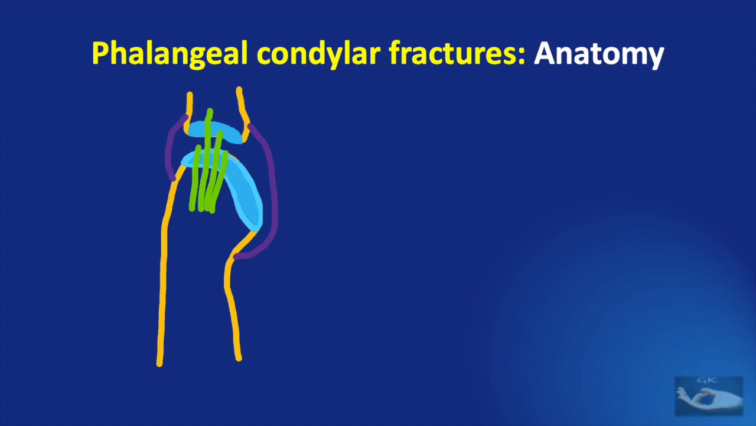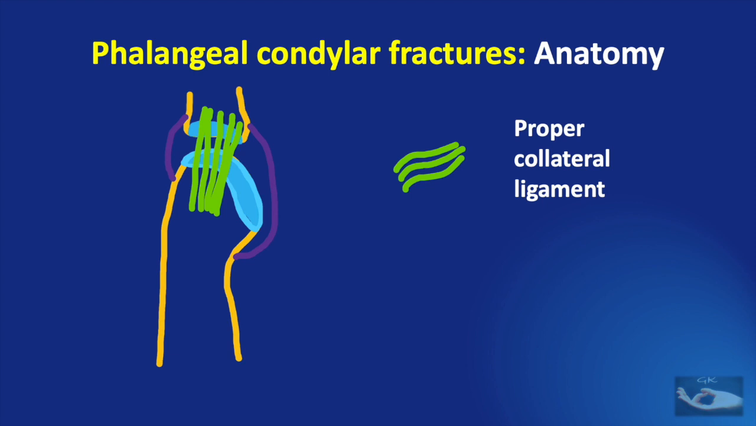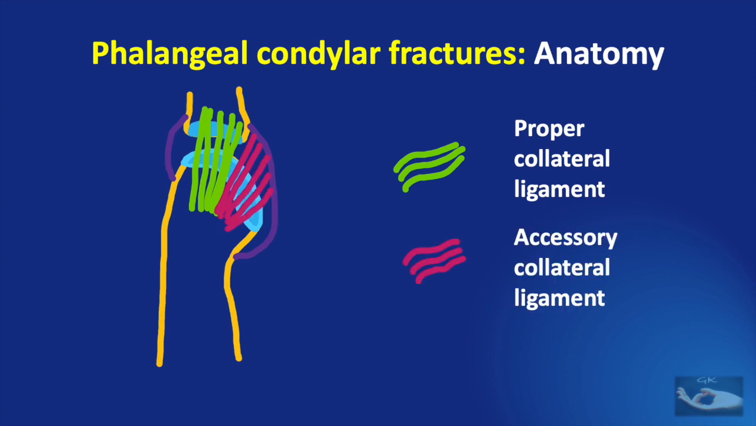On both the lateral aspects we have the proper collateral ligament that runs from the proximal phalanx to the middle phalanx or from the middle phalanx to the terminal phalanx. Just anterior to it is the accessory collateral ligament that runs from the bone to the volar plate. The proper collateral ligament of any joint runs from the proximal bone to the distal bone, whereas the accessory collateral ligament runs from the bone to a part of the capsule.